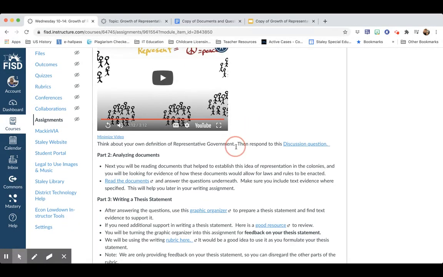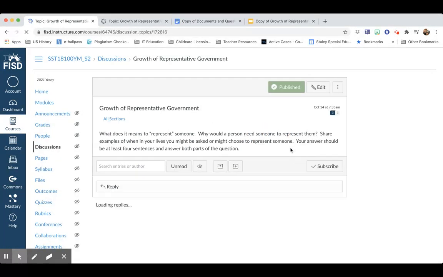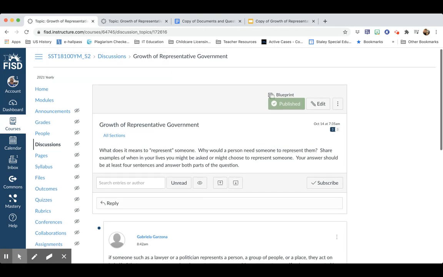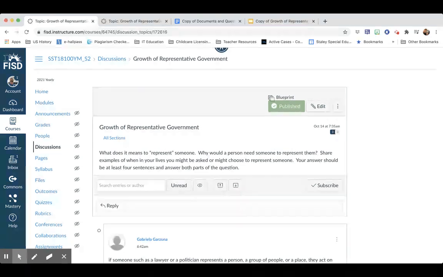Okay, so let's go ahead and take a look at the discussion post, okay? So you guys can go ahead and get started with this. Oh, Gabriel is already in there. What does it mean to represent someone? Why would a person need someone to represent them? Share examples of when in your lives you might be asked or might choose to represent someone. Your answer should be at least 4 sentences and answer both parts of the question.